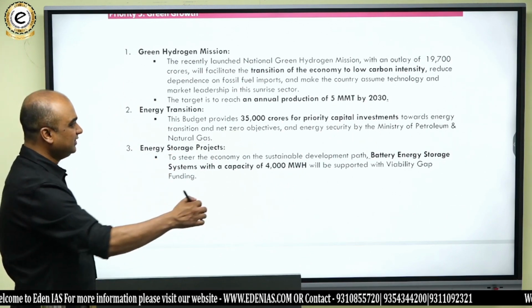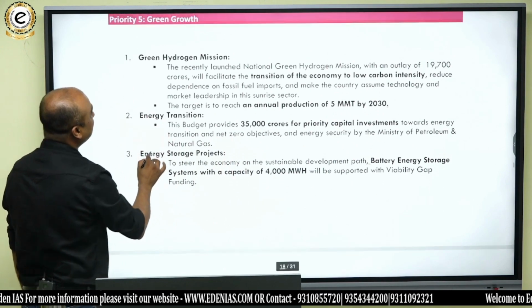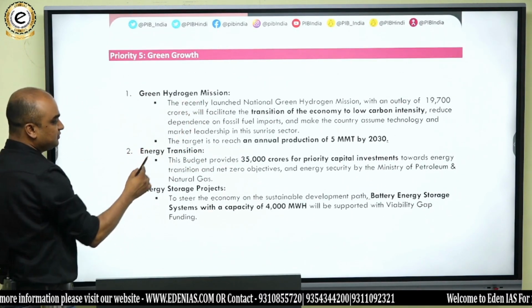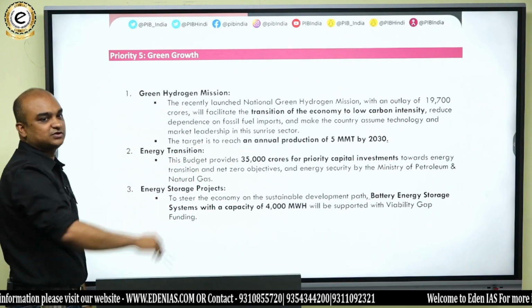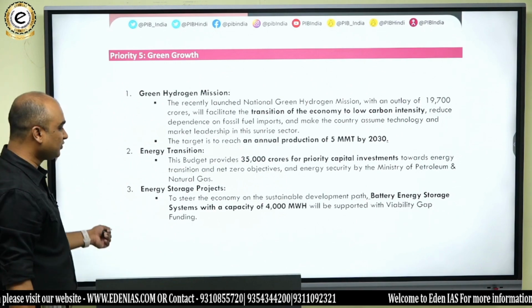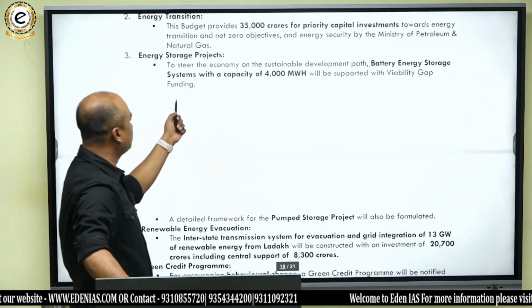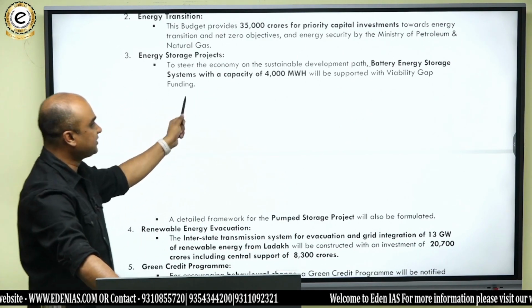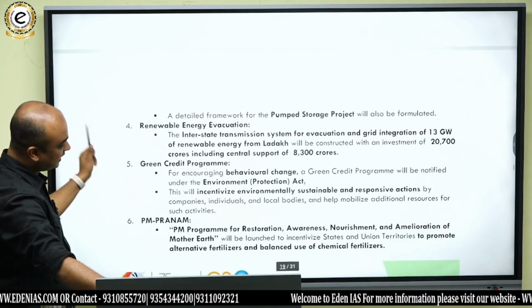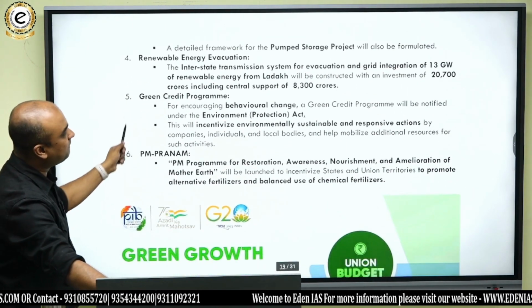अब एक चीज देखो, इसमें जो ये सारी चीजें लिखी हुई है, ये आपको ध्यान में रहे ना रहे, बट ये ध्यान रखना कि ग्रीन ग्रोथ के अंडर क्या है, जैसे कि ग्रीन हाइड्रोजन मिशन, एनर्जी ट्रांजिशन, एनर्जी स्टोरेज प्रोजेक्ट्स, यू अंडरस्टैंड दैट. और ये तो नाम से भी समझ में आ रहा है कि सब कुछ ग्रीन ग्रोथ के अंदर ही होगा. सो एनर्जी स्टोरेज प्रोजेक्ट्स, यू सी बैटरी एनर्जी स्टोरेज सिस्टम्स विद अ कैपेसिटी ऑफ 4000, वो वाला भी बैटरी बनने वाला है, वायबिलिटी गैप फंडिंग भी होगी उसके लिए. A detailed framework for pumped storage projects.